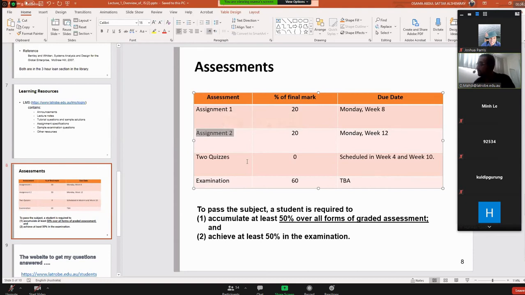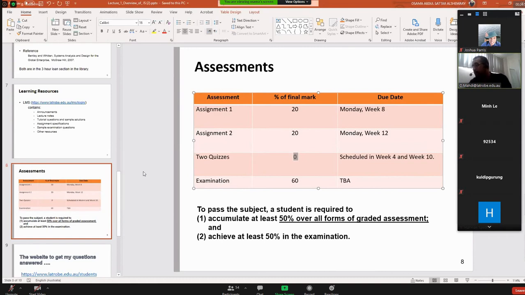All right. So we're going to have two quizzes as well for this subject. The quizzes will be in week 4 and week 10. There are no marks on the quizzes. So you may ask, why do we need to have such quizzes? This quiz is kind of following up on your progress with this subject.